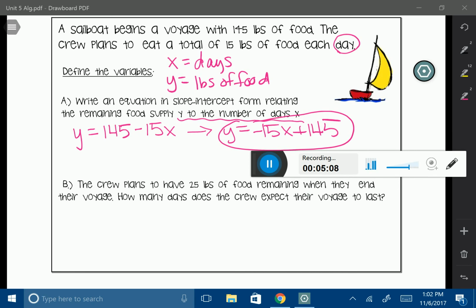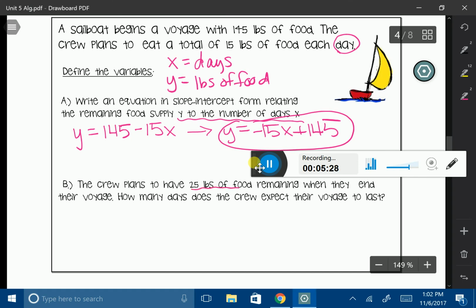The crew plans to have 25 pounds of food remaining when they end the voyage. How many days does the crew expect their voyage to last? So, unlike the last one, where we were substituting a number into the x variable and solving for y, now we're actually doing the opposite. They give us that we have 25 pounds of food remaining. That's my y. That's why it was so valuable to determine and define my variables. So I'm going to say 25 is equal to, now let's go ahead and write everything else out.